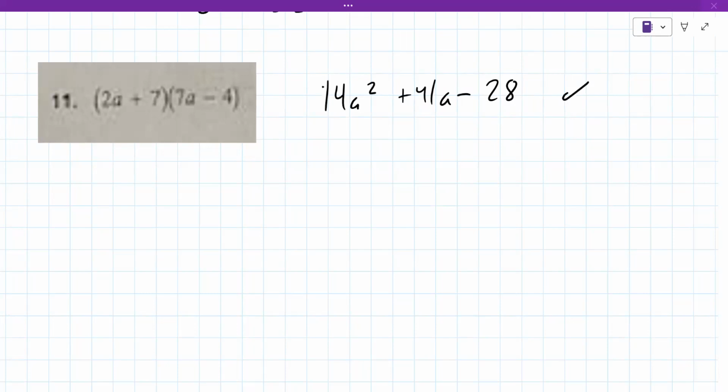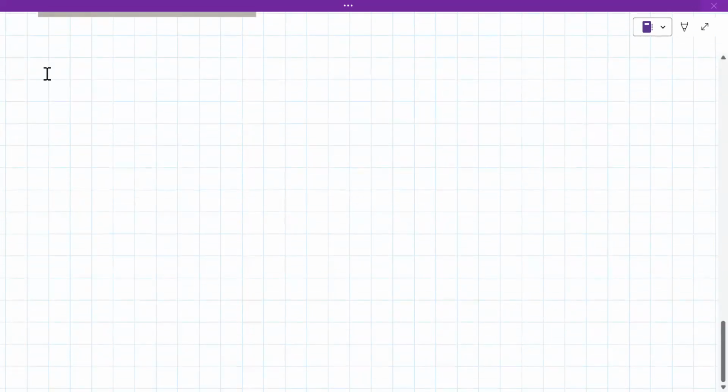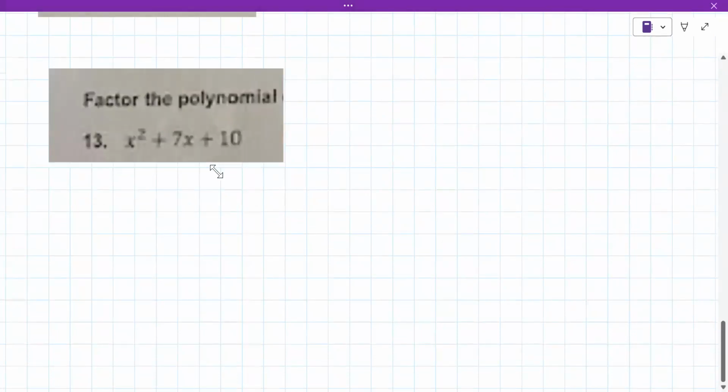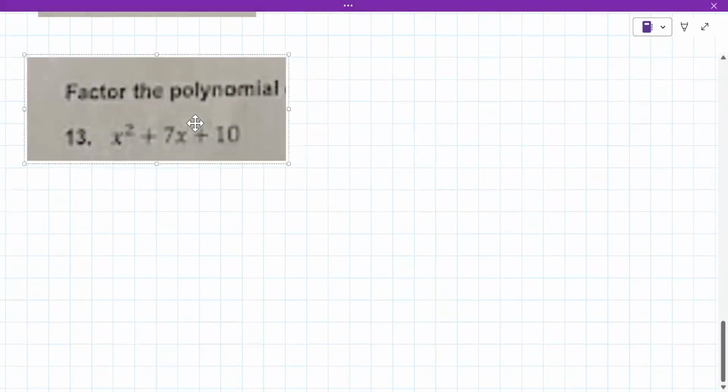Let's move to 13, 14, and 15. I want to make sure you get good coverage on these. So 13, 14, and 15 are kind of going the other direction. It's basically undoing the FOIL, undoing the multiplication by the square. Do you remember anything about how to do these types of problems when there is a 1 in front of x squared like there is here? Oh, because the one's invisible, so it doesn't count. That's right, it doesn't contribute.